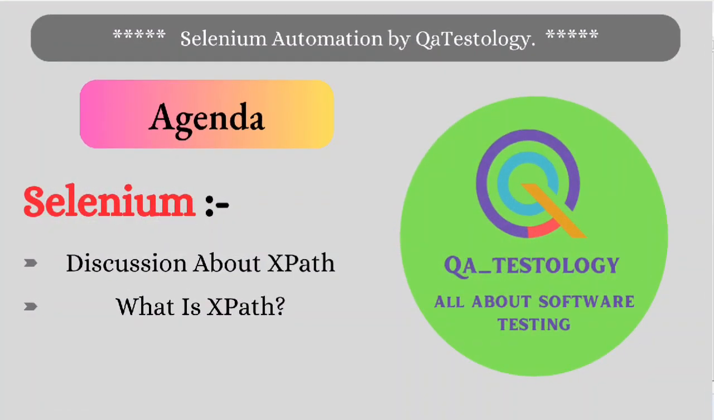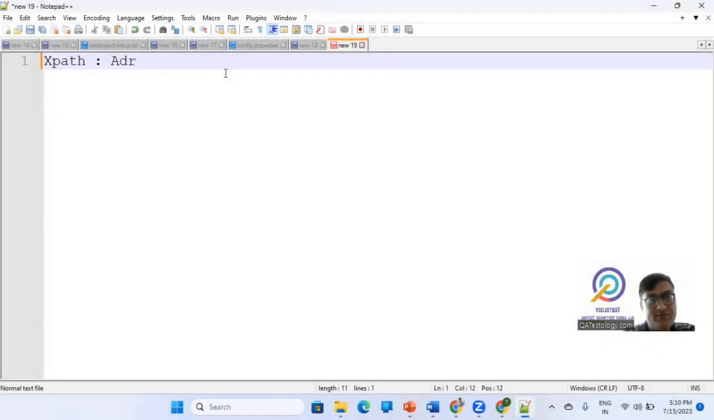So today's topic is a discussion about XPath, which we generally use as a locator technique in Selenium and other test automation tools as well. Let's first understand what XPath is. XPath is, in simple language, the address of an element.